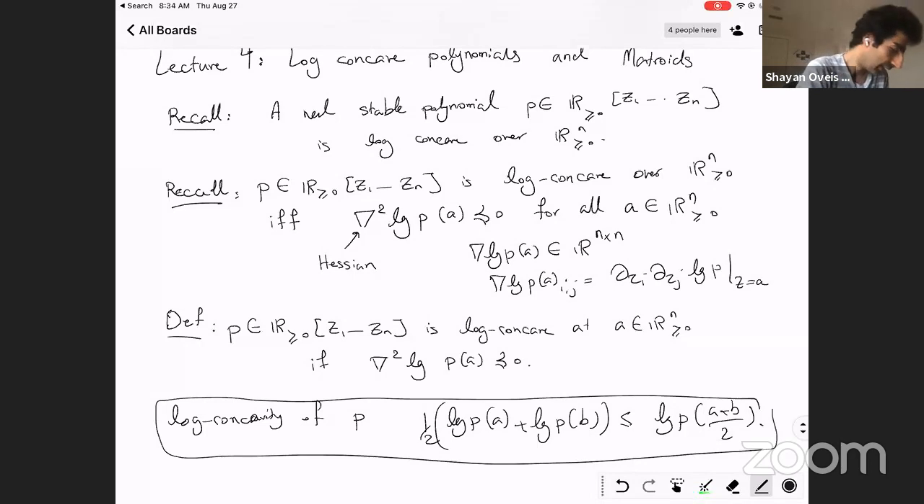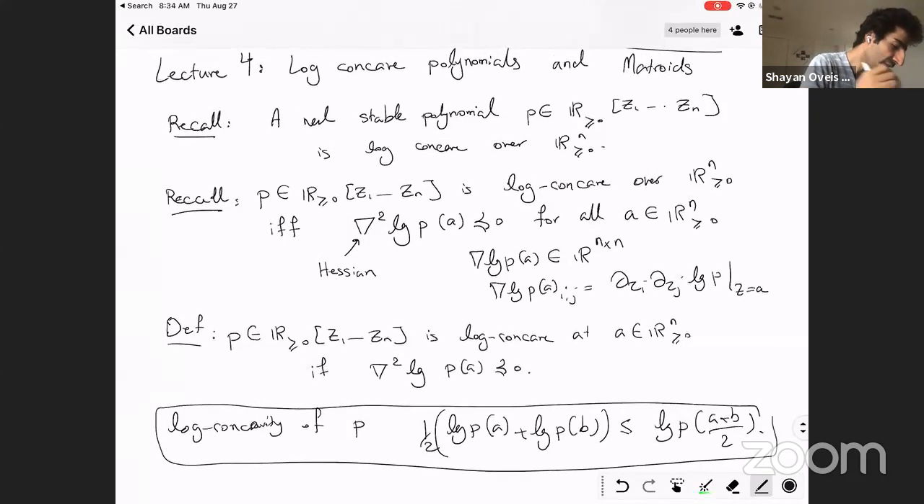So just one definition that we're going to work with in this lecture. I'm going to say a polynomial is log concave at one point A in the positive orthant if the Hessian of the log at A is negative semi-definite. In general, you want the function to be log concave at every point in the positive orthant, meaning that you want the Hessian of the log to be negative semi-definite at every point in the positive orthant.